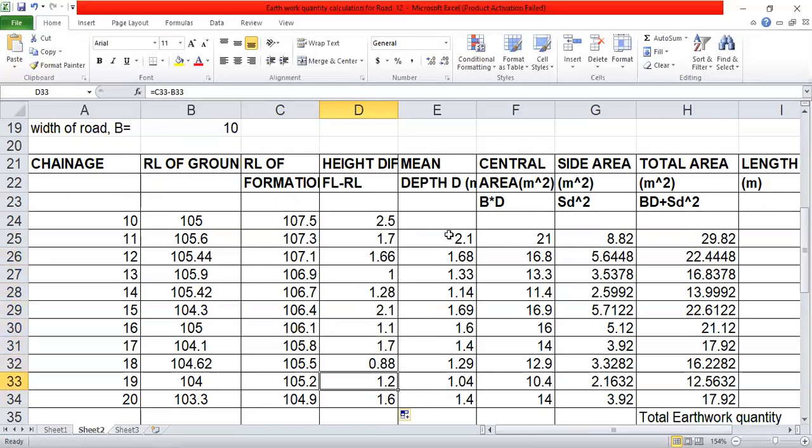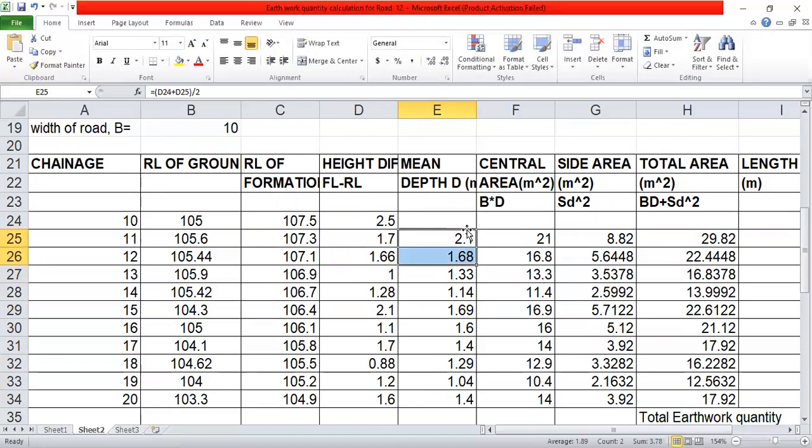Okay, next you have to find out the mean depth. For finding the mean depth, leave the first as blank, and then for the second one, what you have to do is previous RL minus the considered RL, plus whole divided by 2. That is, I repeat once again, the previous RL minus the RL considered, the whole divided by 2. We will be getting the mean depth.